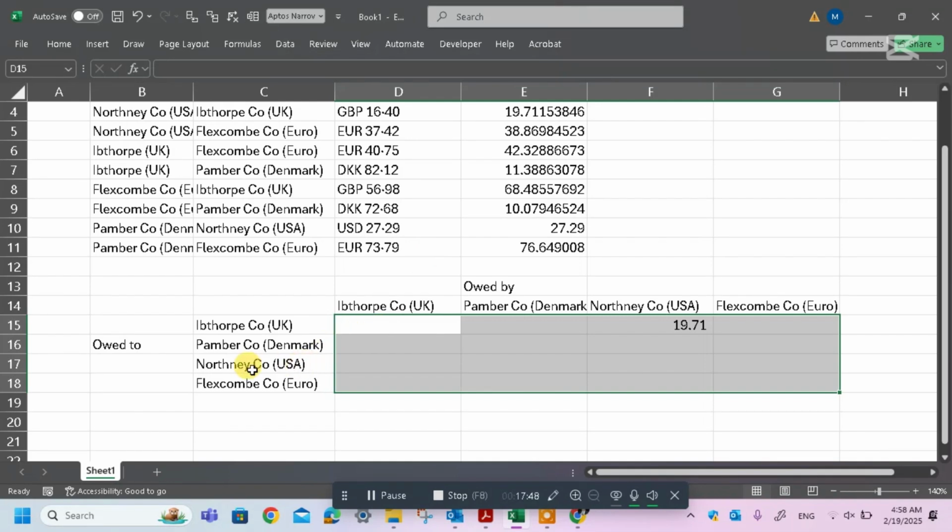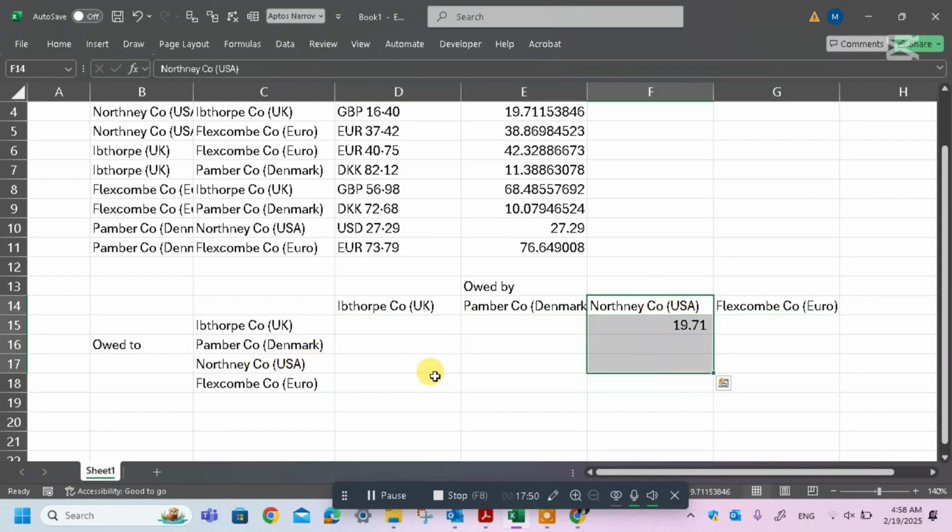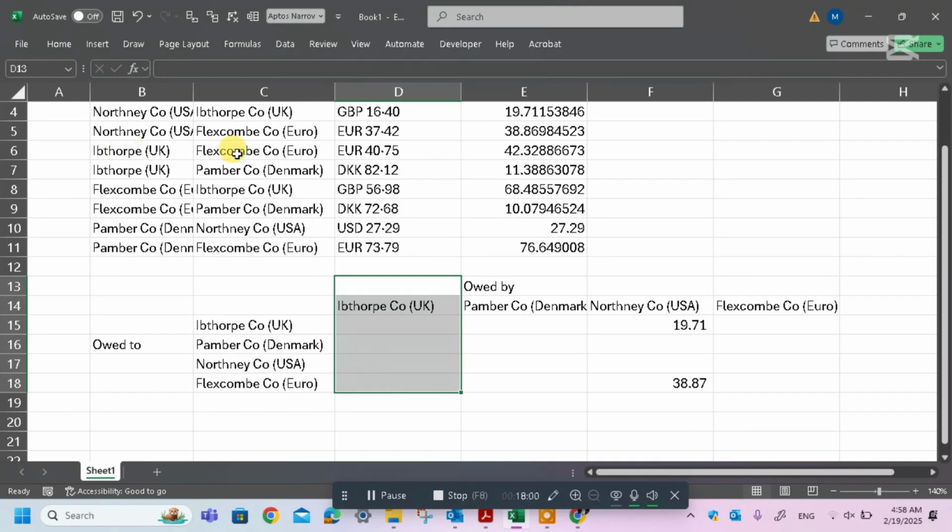Second one, owed by Nothni to F company. In this column, F company, last one. Amount, this. Third one, owed by I company, here in this column. To which company? F company. All right, F company.